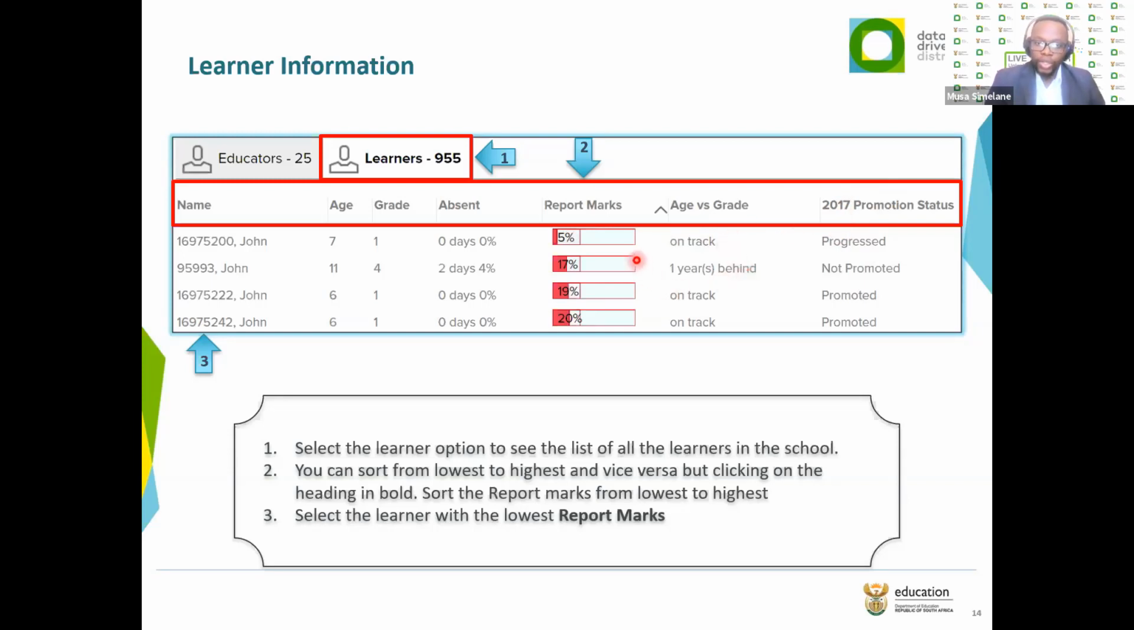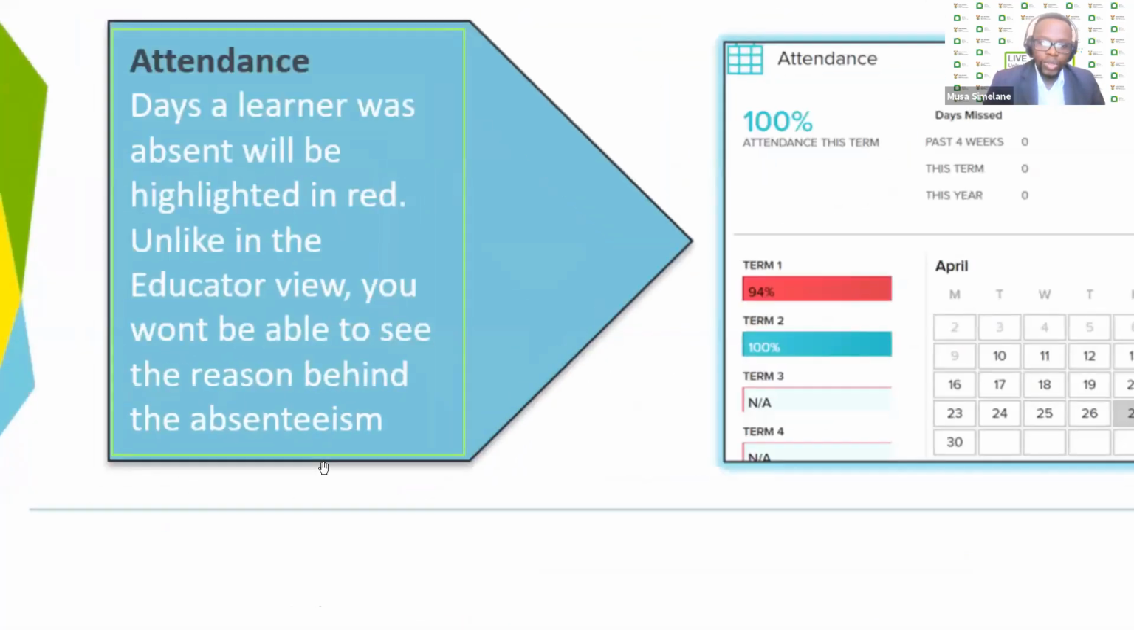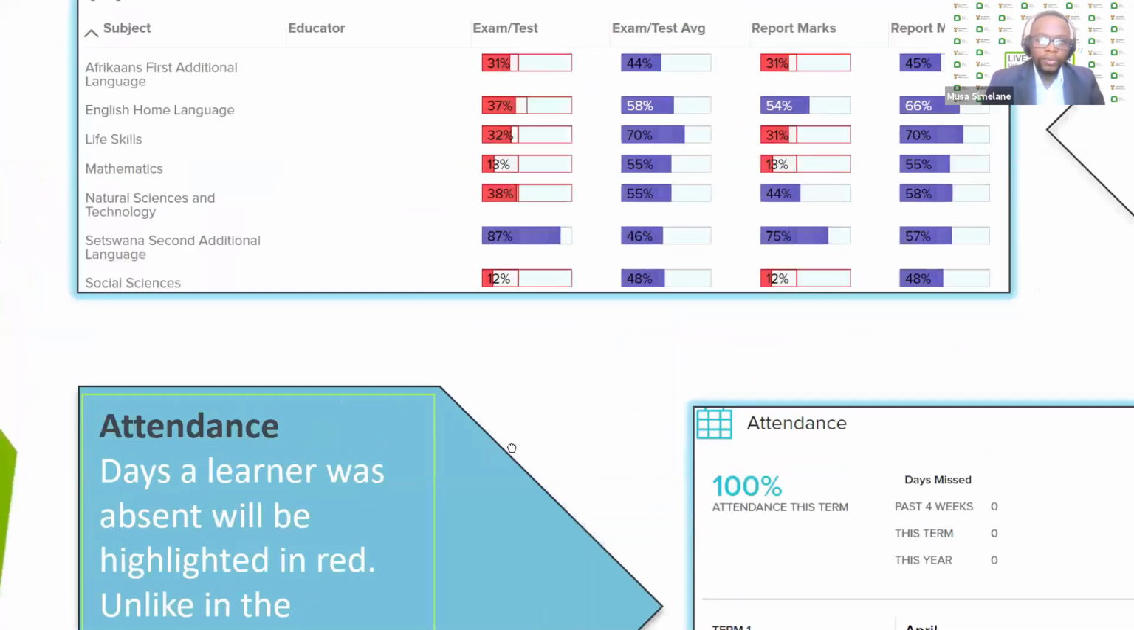So let's just say we're interested in thinking up an intervention for this learner and learners like them. We can click on this learner and it will take me to the learner's information page. The way in the previous tab I was able to go to the educator's information, I am now able to look at the learner's information. The first part there, as you can see from the reading, this section displays how the learner performed and compares the learner's performance with the class average. Allow me to attempt to zoom to that information so we can give it a closer look.